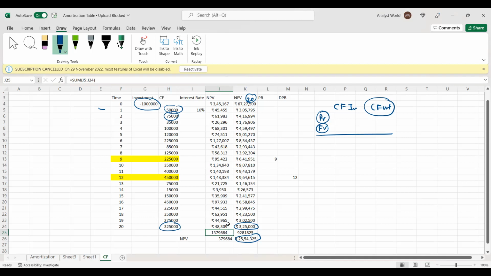So after we have added all of this, we found out the value to be 1,379,684. From this 1,379,684, if we suitably deduct the 1 million which we had initially invested, the NPV comes out to be 379,684. Okay, so I want you to look at this. Similarly, the NFV happens to be the same thing, just the opposite way.